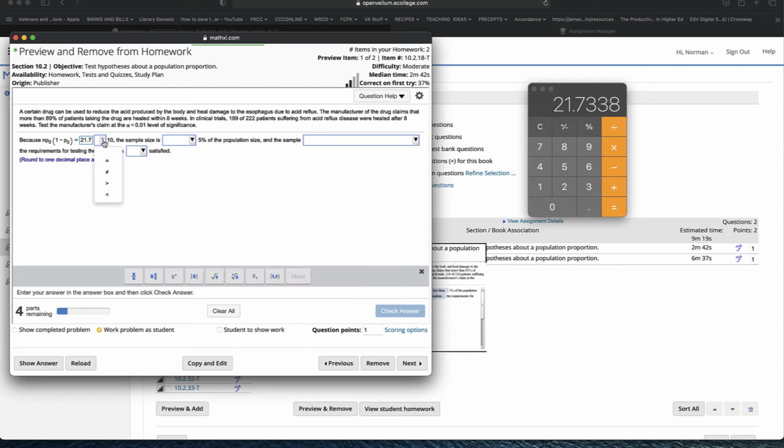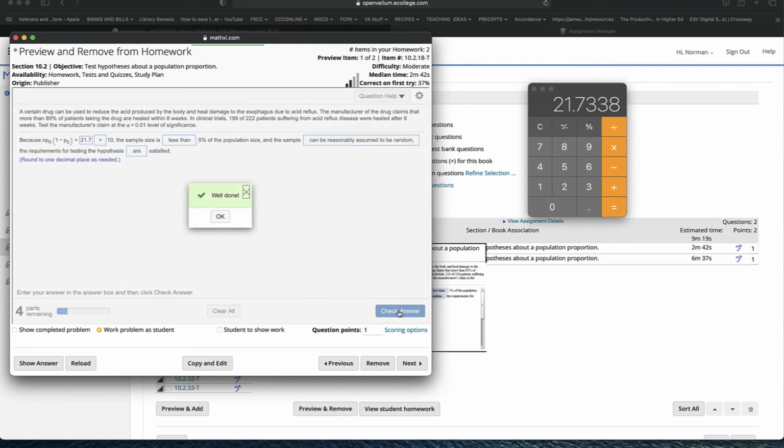And notice that this is greater than 10. If the sample size is less than 5% of the population size, and the sample is reasonably assumed to be random, then the requirements of the hypothesis test are satisfied. So let's check our answer, and yay, we got it.